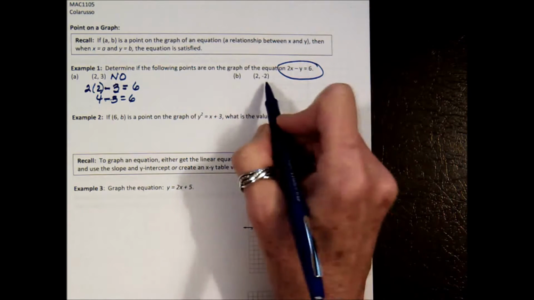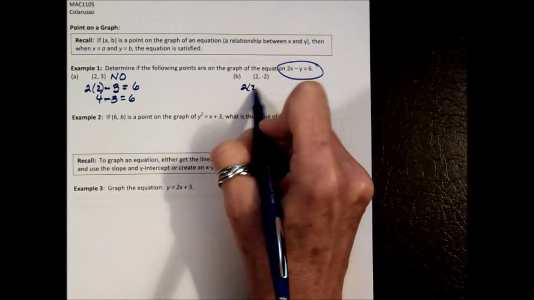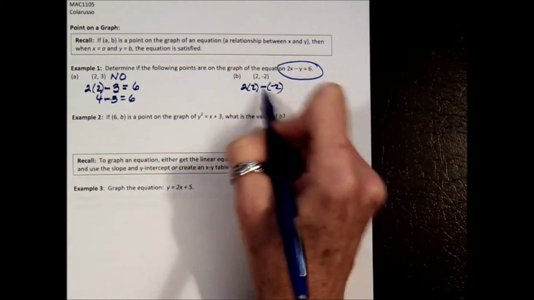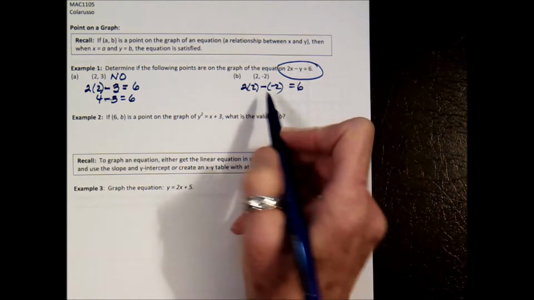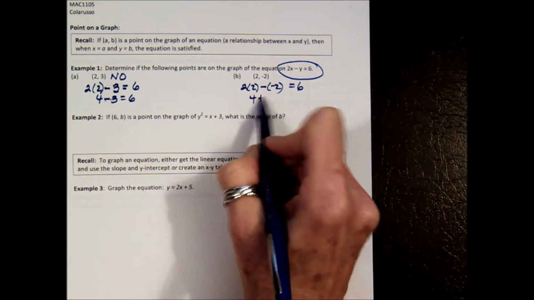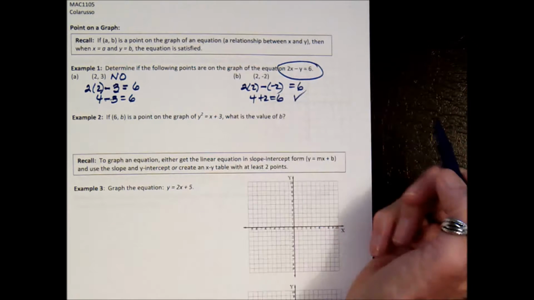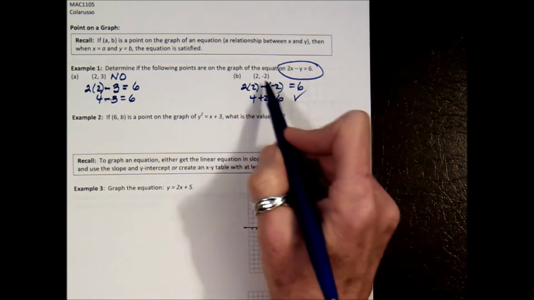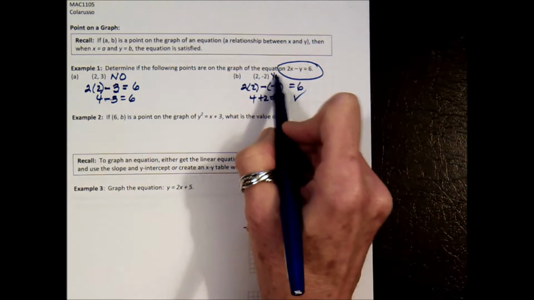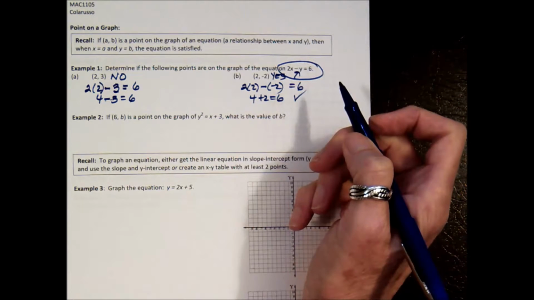Let's check this one. 2 times 2 minus a negative 2, be careful with symbols and signs. So 4 plus 2, does that equal 6? Yes, it does. So this is a point on this graph and does satisfy that equation.